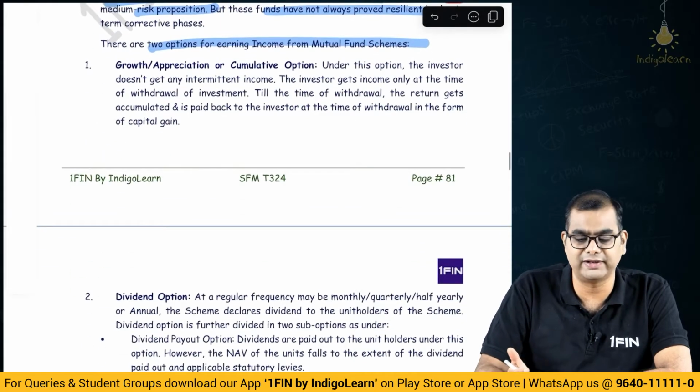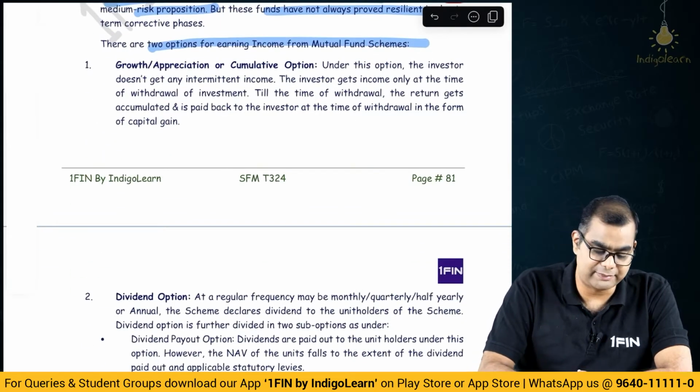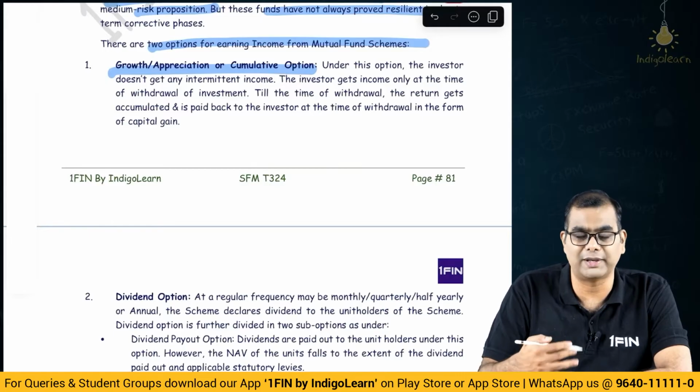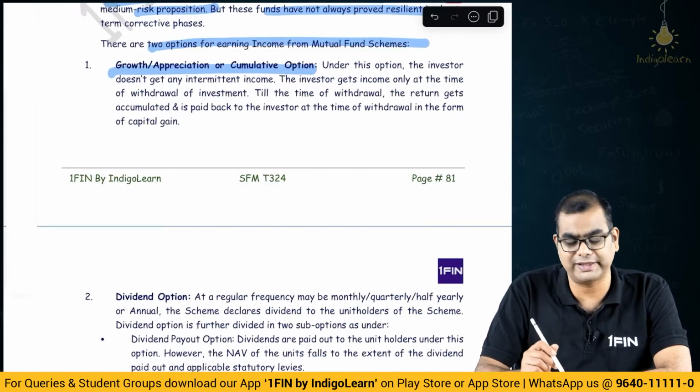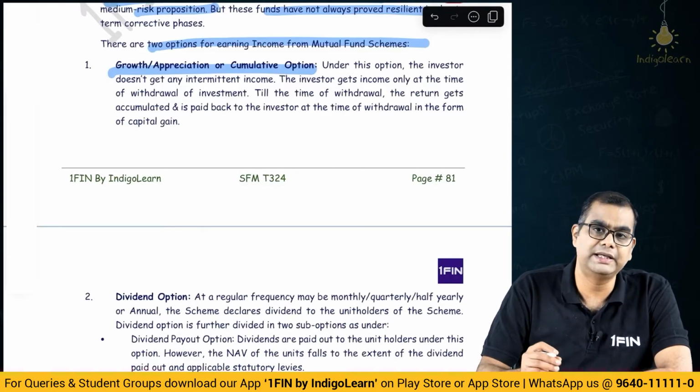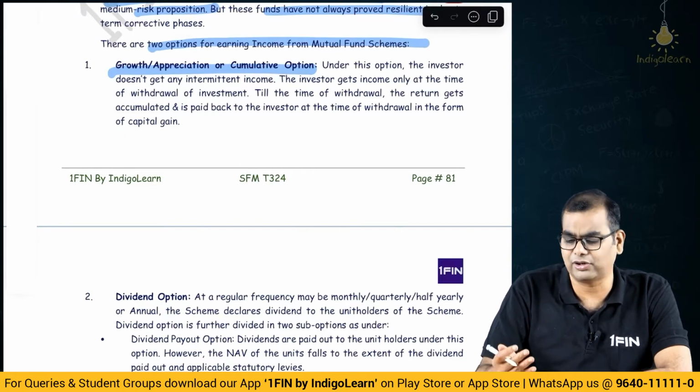There are two options for earning income from mutual fund schemes. So there are two ways in which you earn income. One is capital appreciation, or growth, or the cumulative option. When you invest money in a mutual fund, the mutual fund can declare a dividend. They declare a dividend out of the cash that they have with them or out of the dividend proceeds that they receive from the company, and so on.